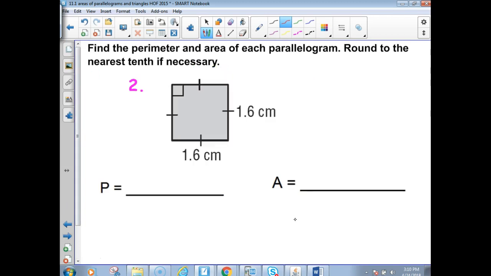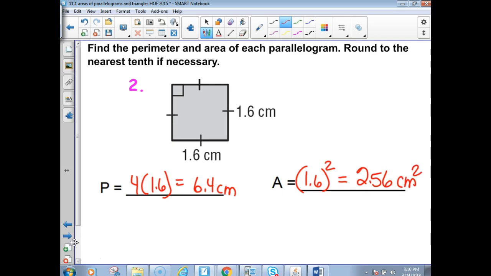Number 2. Oh my gosh, this one's so easy. Perimeter, 4 times 1.6. Was that 6.4 centimeters? 40 plus 20, yeah, 6.4. And then the area, just 1.6 times 1.6, or 1.6 squared. And that's 2.56 square centimeters.